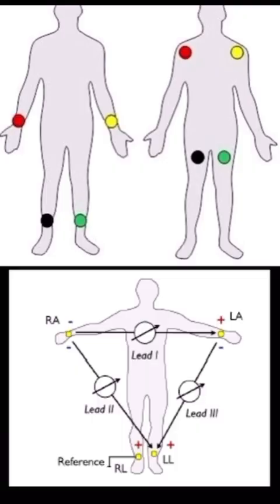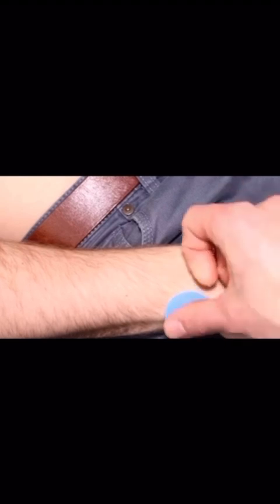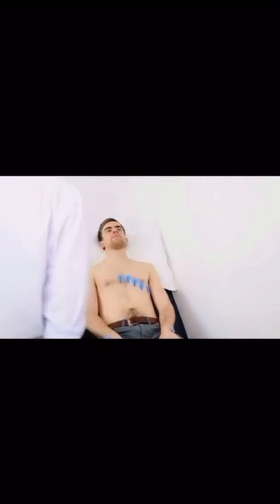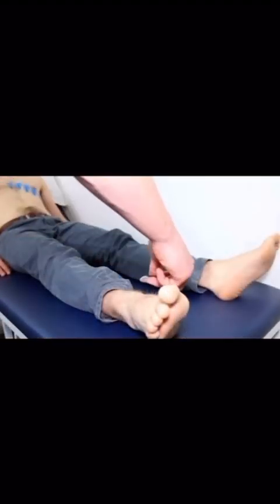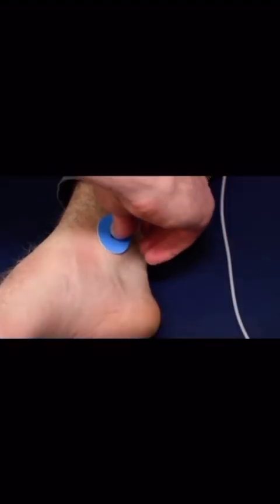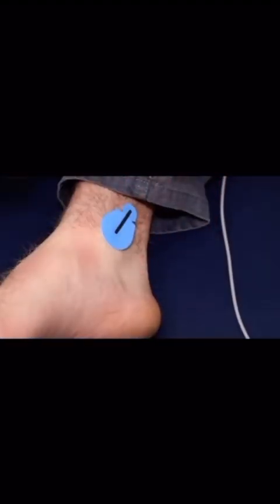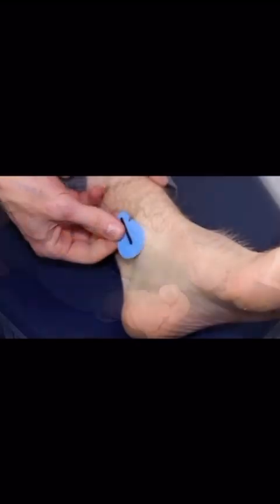ECG 3-lead placement. A 3-lead ECG placement monitors one of 3 leads. It's important to attach the electrode to the bony prominence of each upper limb to prevent tremors, such as the ulnar styloid process, where the same goes with attaching to the bony prominence of each lower limb to prevent tremors, like the medial malleolus.